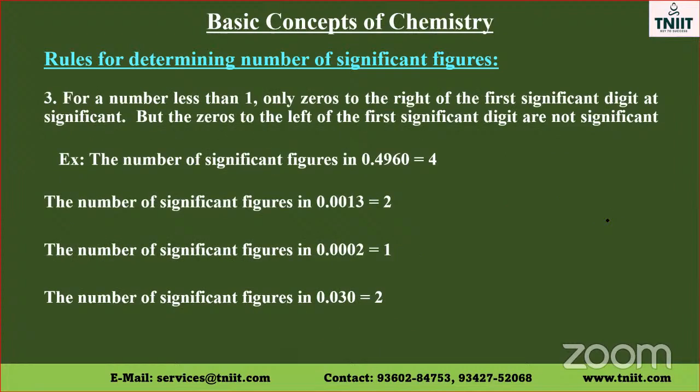A third rule, for a number less than 1: only zeros to the right of the first significant digit are significant, but the zeros to the left of the first significant digit are not significant.